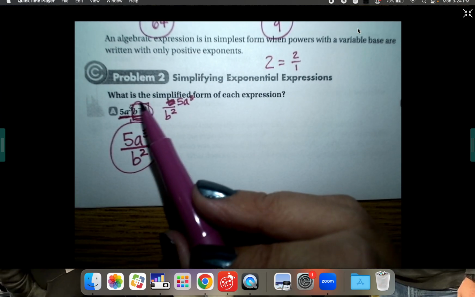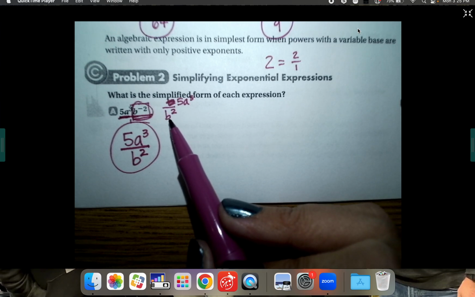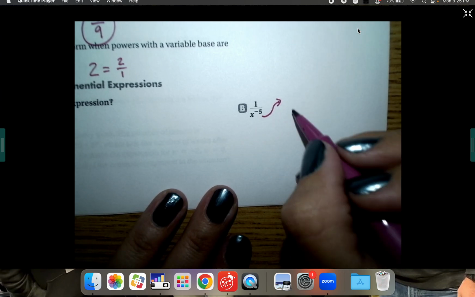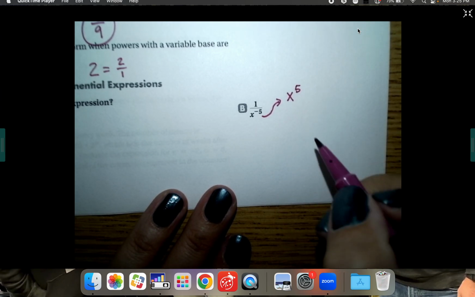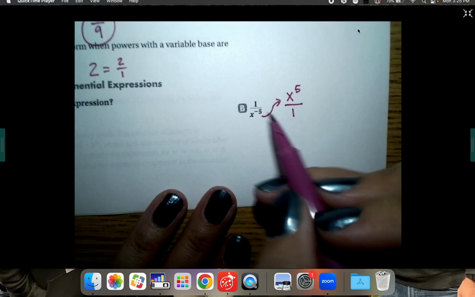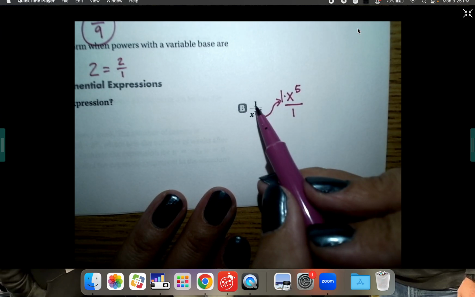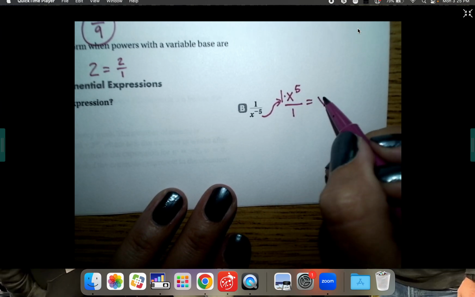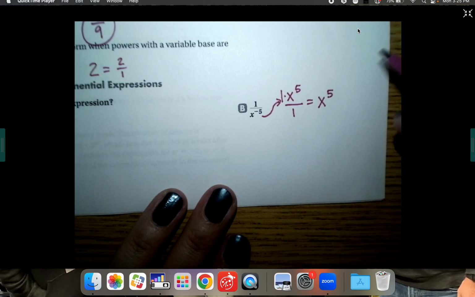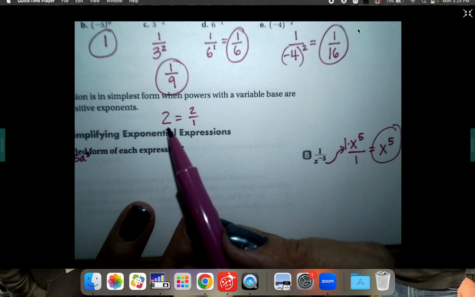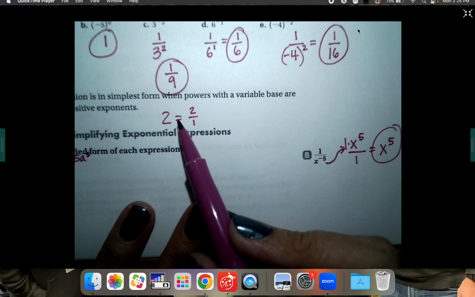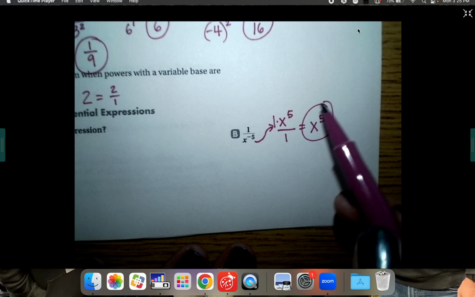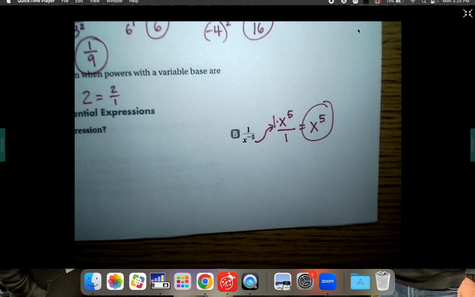If it's a negative on the numerator, it goes to the denominator and becomes positive. If it's a negative on the denominator, it moves to the numerator and becomes positive. And this is technically over 1. It was actually times 1 because the 1 that was on the top is there, but it's hidden and invisible, so you can leave it off. And anything over 1 is just itself. Same thing I did up here with the 2. Anything over 1 is just the same thing as whatever that whole number was. So if it's on the top over a 1, you can just call it x to the 5th.